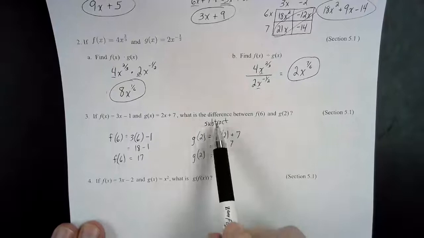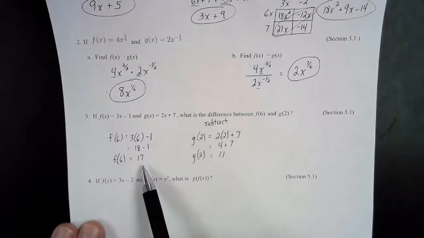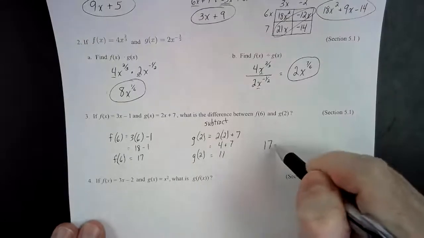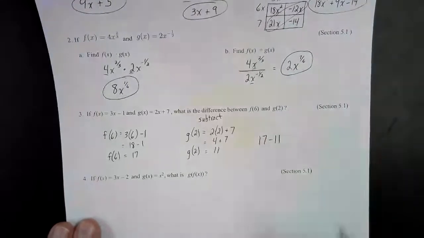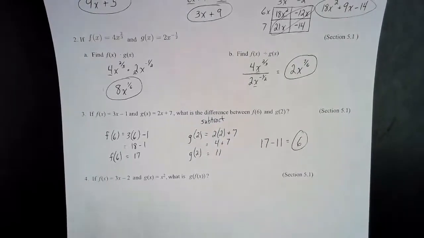And we want to now find the difference between f of 6 and g of 2. So we're going to find the difference between 17 and 11. So 17 minus 11 equals 6. So it's just worded kind of different, but that's a pretty simple process there.